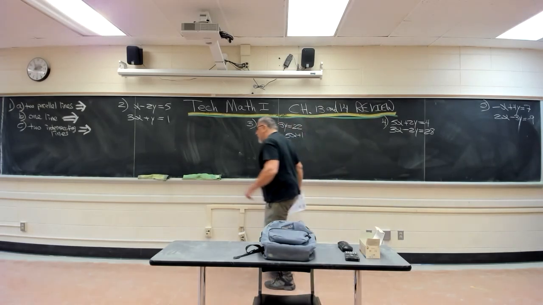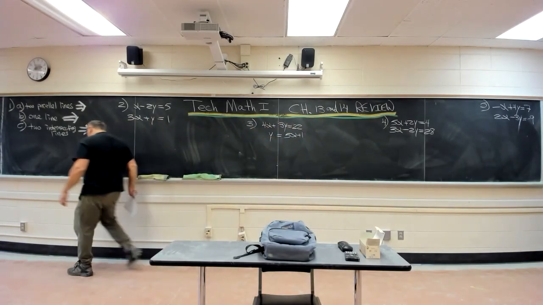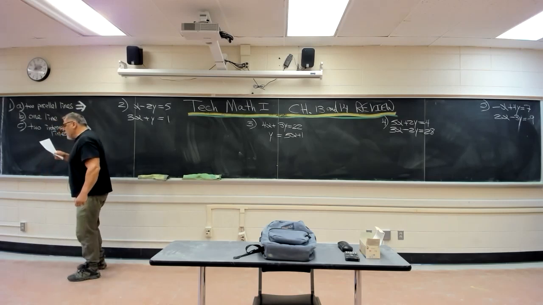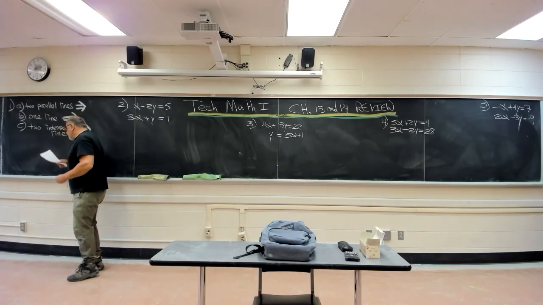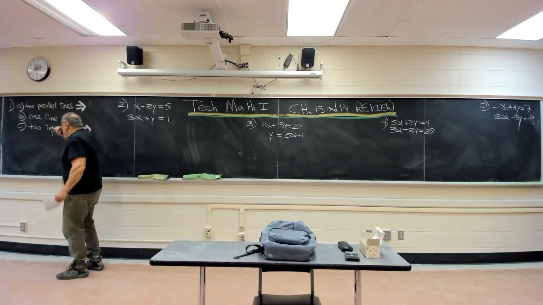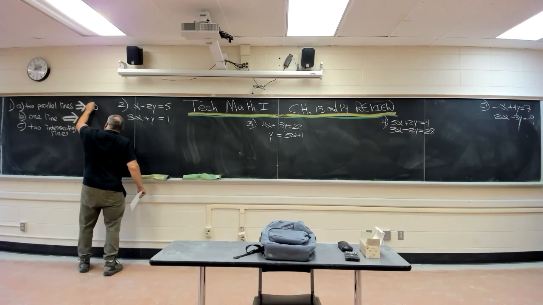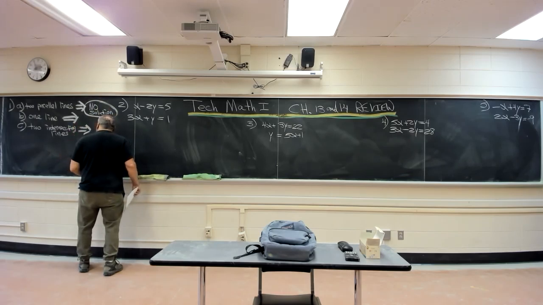So with that in mind, for problem number 1, they're saying state the number of solutions for a system of equations whose graph is described as A, B, C. A, two parallel lines. There's no solution. They don't intersect. There's no solution for that. B, one line: if they lie right on top of one another, there are an infinite number of solutions.